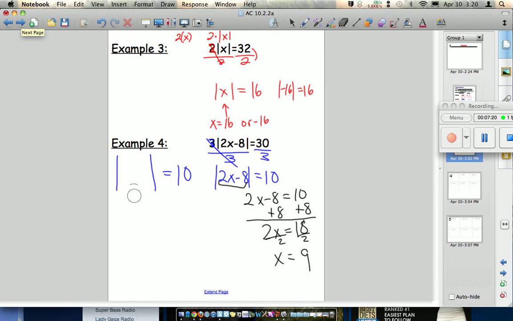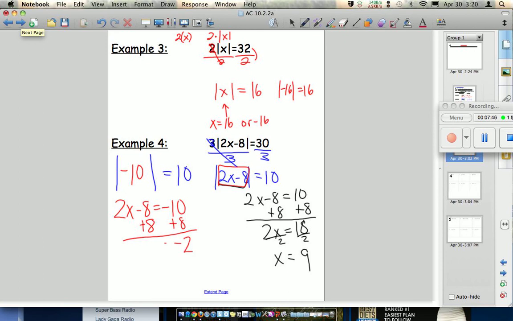So what other number could I put inside? The other number I could put inside is negative 10, because the absolute value of negative 10 is 10. So negative 10 could also equal this quantity here. So if 2x minus 8 gave me an answer of negative 10, I would get a solution to my absolute value equation. So solving for x here, same steps, it's just going to have 2 different answers here.